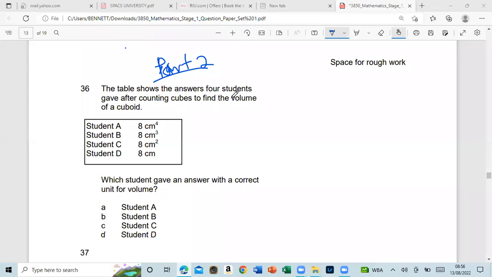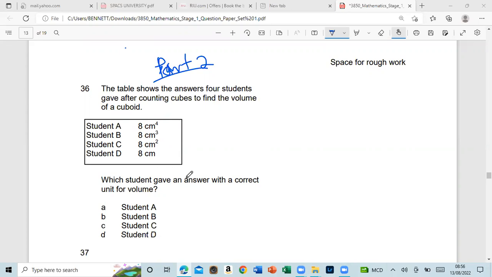So 36, part 2. The table showed the answers 4 students gave after counting cubes to find the volume of a cuboid. Student A got 8 centimeters 4. Student B, 8 centimeters cube. Student C, 8 centimeters square. And student D, 8 centimeters. Which student gave an answer with a correct unit for volume?